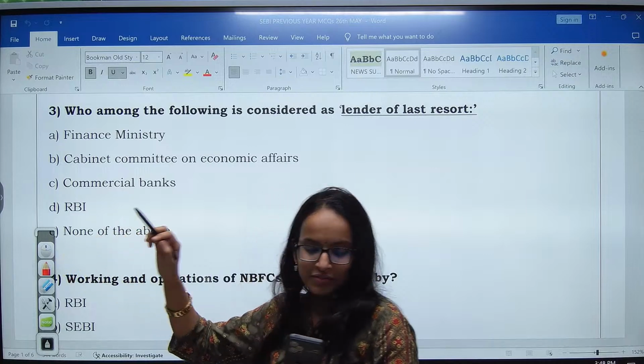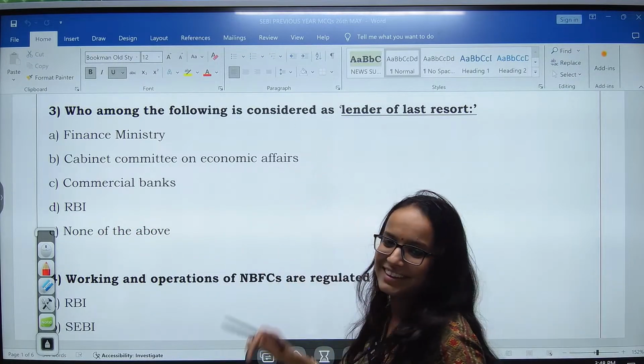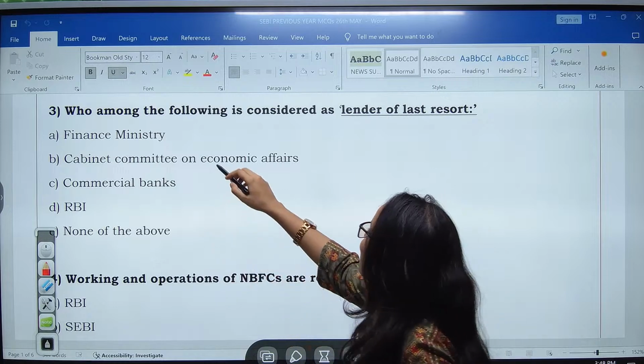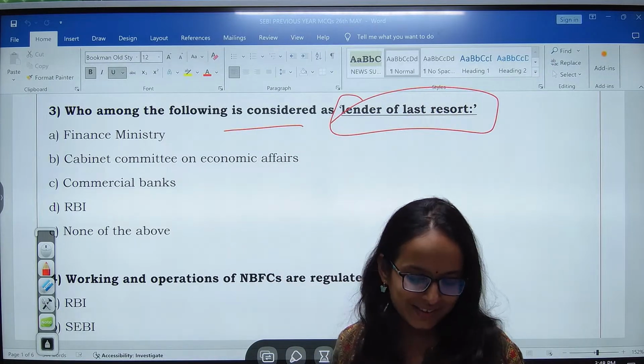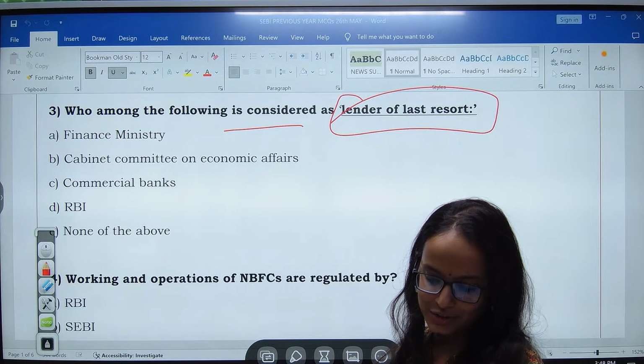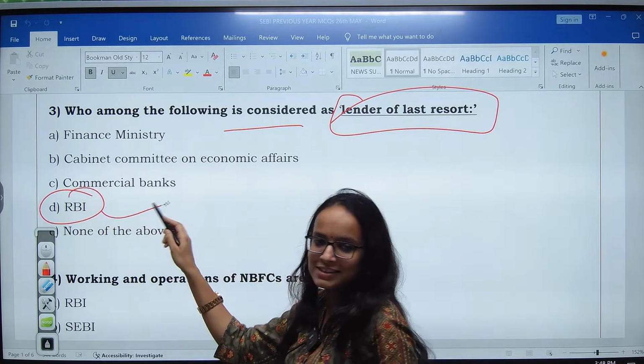Yes, very important, very interesting, related to RBI. Who among, oh sorry, I told you the answer only. Who among the following is considered as lender of last resort? Okay, let me know the answer. Prashant, Matthew, Snehal, very good, very good. D is the right answer, RBI.